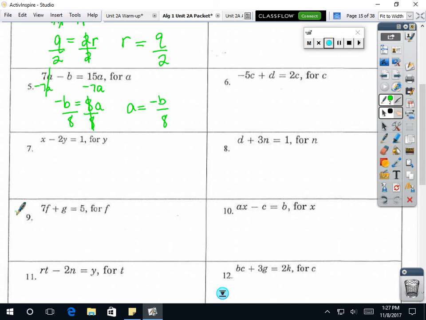All right, let's try number 7 then. Number 7, x minus 2y equals 1. And this time we're trying to solve for what letter? Yes, y. Okay, so what do we need to move first to the other side?